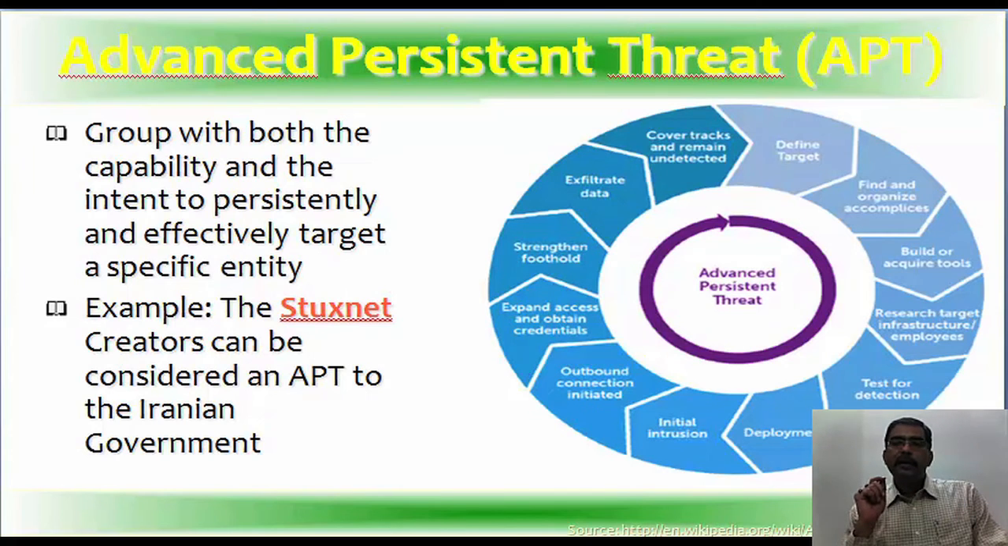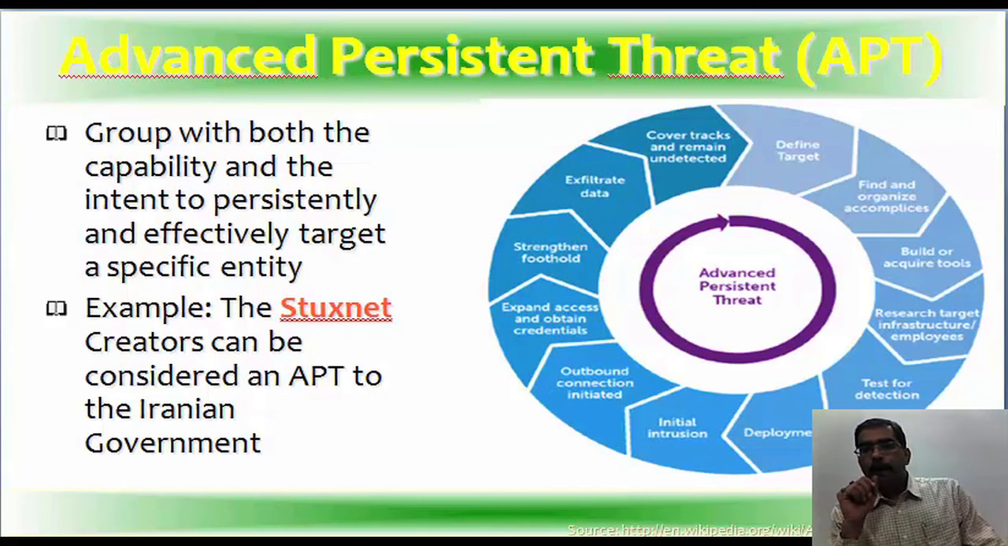We spoke about APTs in the previous slide. It is advanced persistent threat. It is a group with both the capability and intent to persistently and effectively target a specific entity. An example is the Stuxnet creators, who can be considered an APT to the Iranian government.